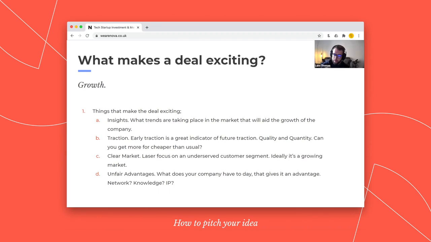So being able to describe our market as restaurants that have less than 10 locations because they're trying to grow, and they make less than £100,000 a year.